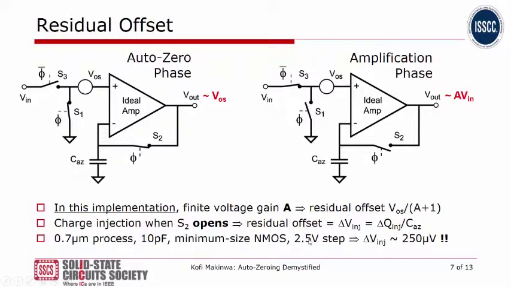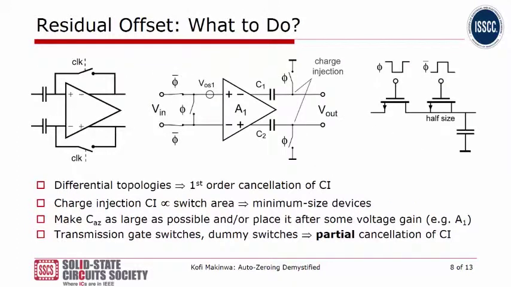250 microvolts is quite a lot, especially when you're trying to achieve microvolt levels of offset. So what can we do about this? Well, the first line of defense is to use differential topologies. Why? Because then you can be reasonably sure that the charge injection in both branches of the differential circuit is more or less the same, and therefore you will get first order cancellation of charge injection due to the common mode rejection of the amplifier.